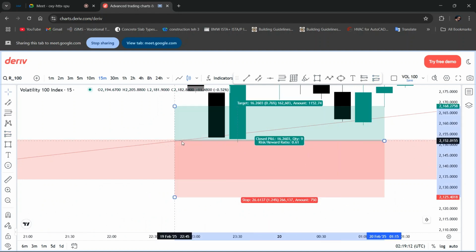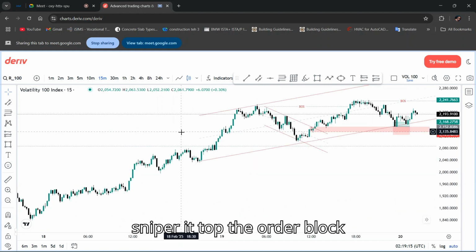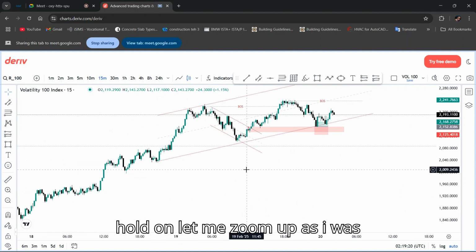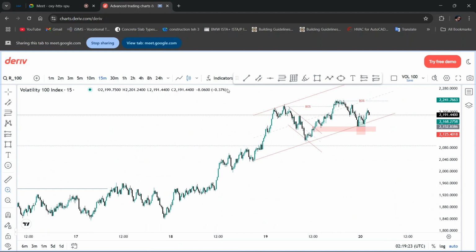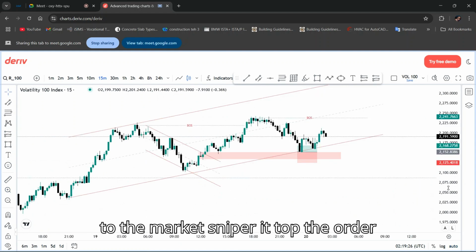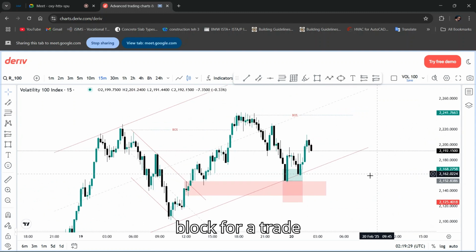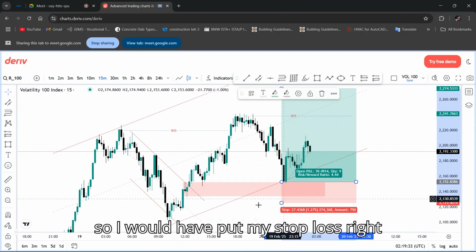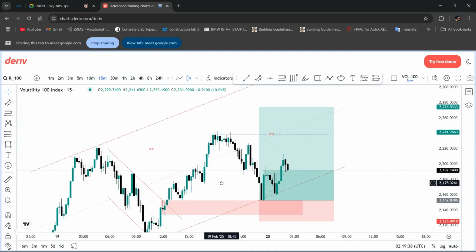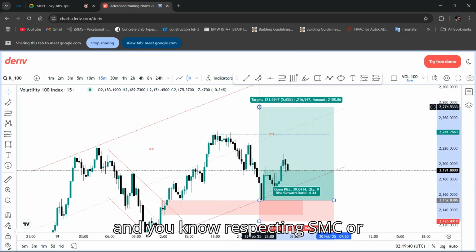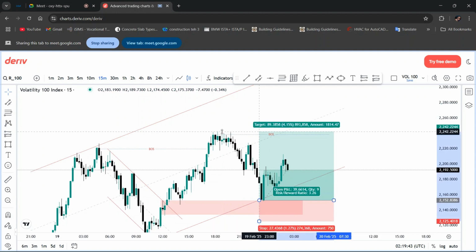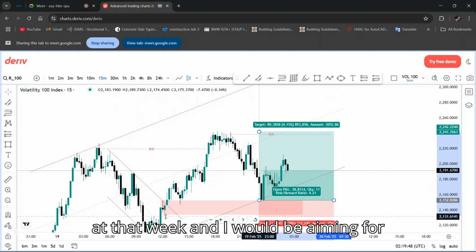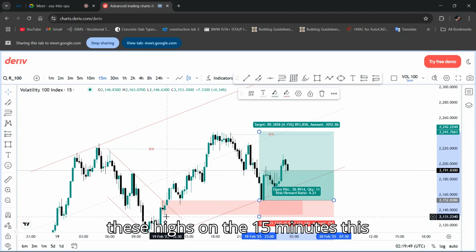Perfectly, sniperly topped the order block. Hold on, let me zoom back as I was. So the market sniperly topped the order block for a trade. So I would have put my stop loss right below that level. And, respecting SMC or smart money concept, my stop loss would have been right below this zone at that wick. And I would be aiming for these highs.